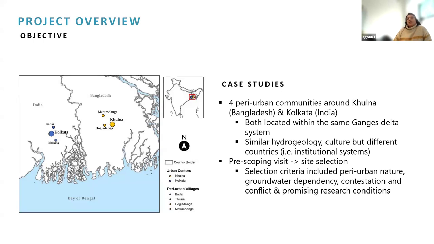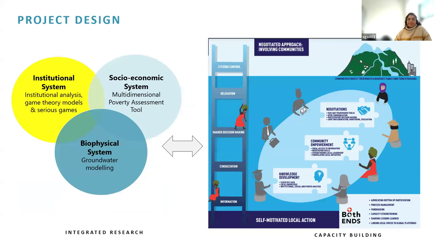And so how were these project sites selected? This was done actually during the phase of the proposal development. The team members had conducted some pre-scoping visits to the region and came up with a selection of these four communities based on various criteria that is listed on the slide. They had to be peri-urban in nature. They had to be dependent on groundwater. There should be some evidence of contestation or conflict over the access to groundwater resources, but also promising research conditions and willingness to engage in the research over the next 4 years of the project.